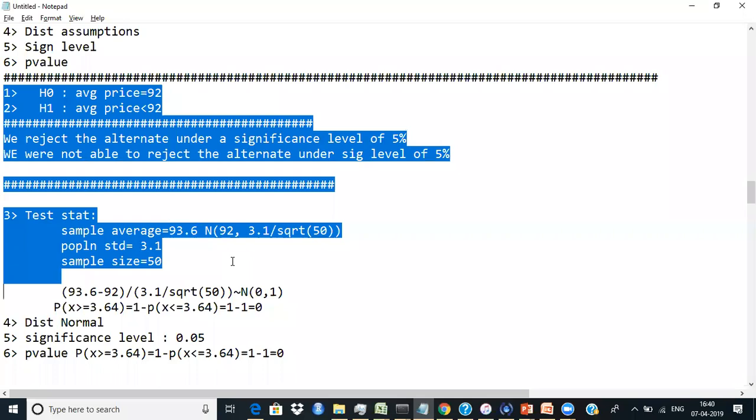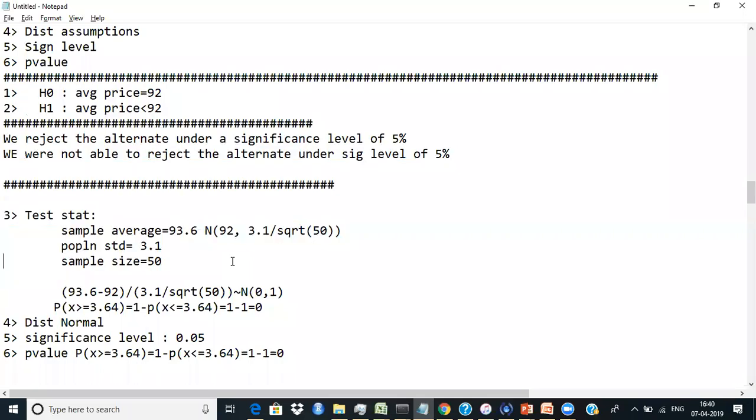So when we check for less than 92, how will the equations change? Yeah, so instead of greater than equal to 3.64, you look for less than equal to 3.64, which will be exactly equal to something close to 1.